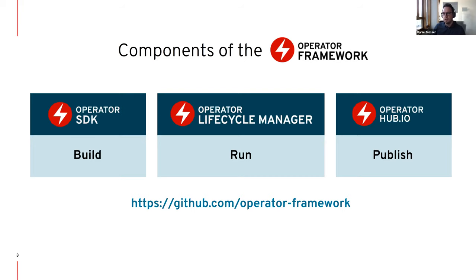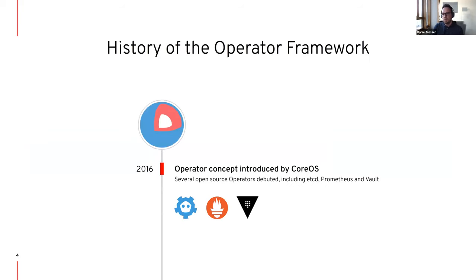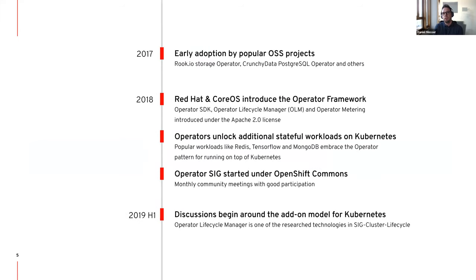The history of operators goes back all the way to 2016, where the concept was initially introduced by CoreOS, starting with three operators here on the etcd, Prometheus, and Vault side. And this then quickly took off in the community. So we had early adoption on very popular open source projects in the storage space, in the database space. So primarily all those workloads that require active care and are otherwise fairly difficult to run on Kubernetes with external systems of scripting that try to impose state and configuration on those.